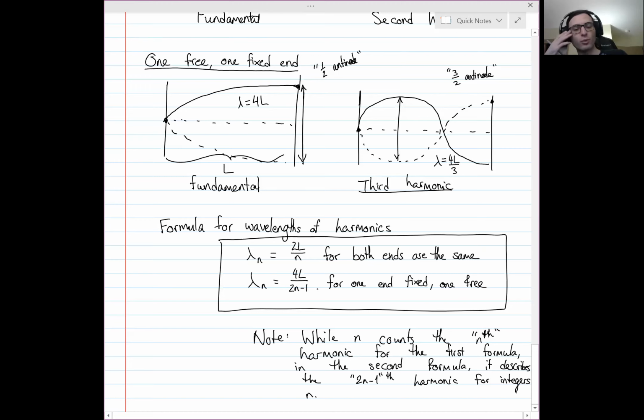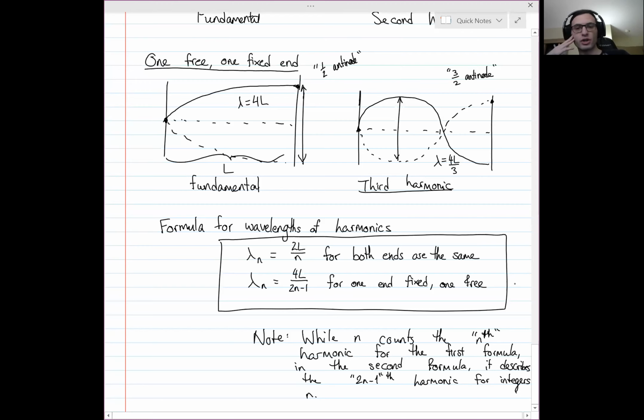So if you wanted to find the wavelength of the third harmonic, you would plug in n equals 2, because if you take 2 times n, which is 2, and subtract 1, you get the third harmonic. So you'd plug in n equals 2 to get the wavelength of the third harmonic. You'd plug in n equals 3 to get the wavelength of the fifth harmonic, n equals 4 to get the wavelength of the seventh harmonic, and so on. And that is for the one end fixed, one end free.